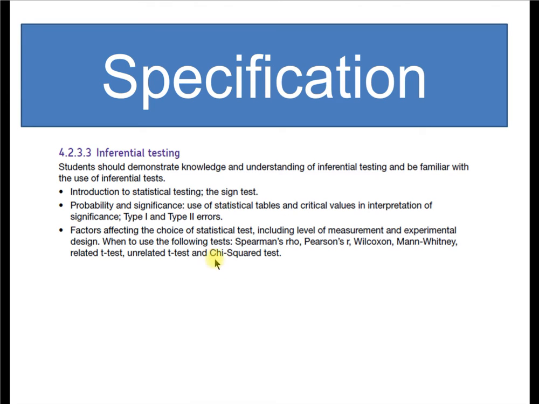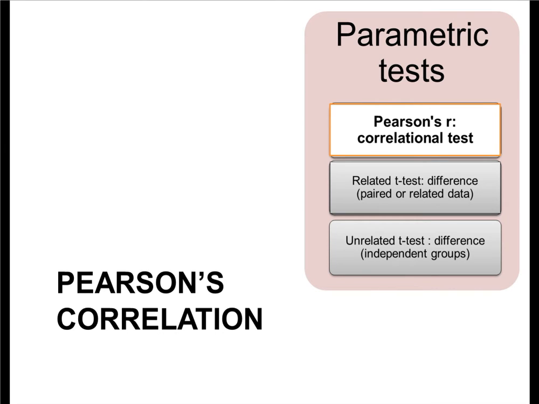Spearman's Rho is often referred to as Spearman's rank, and you may have covered this in biology or other related disciplines. Pearson's R correlation, our first test.